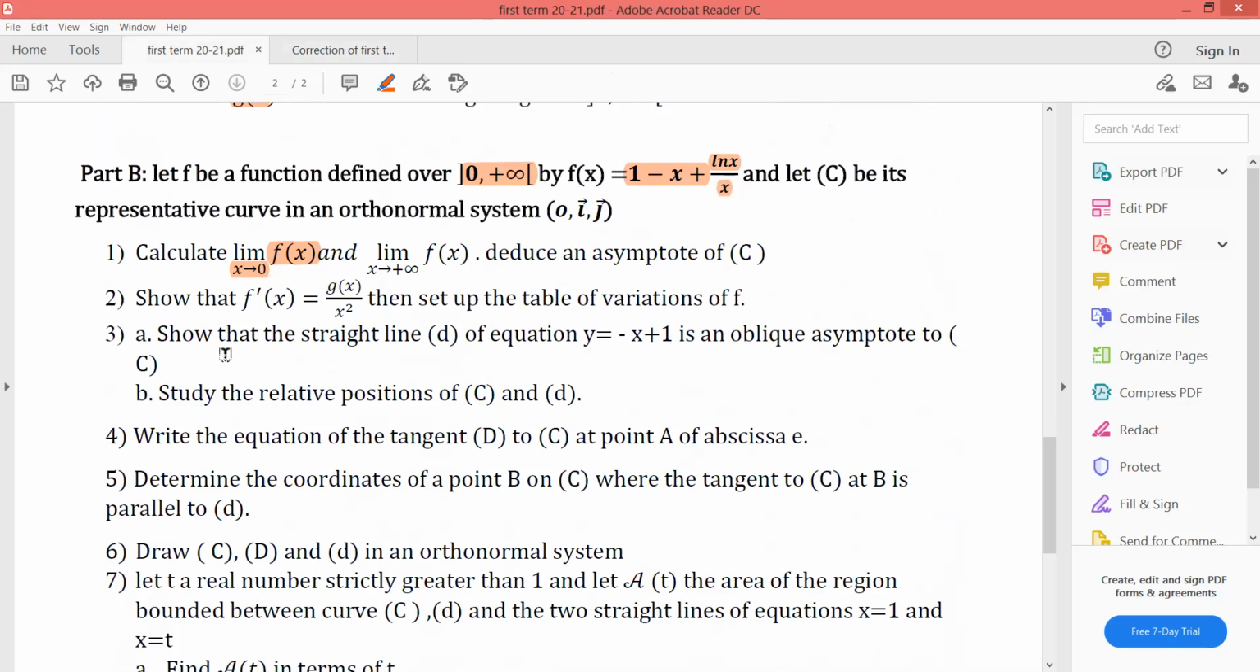Show that the straight line of equation y equals minus x plus 1 is an oblique asymptote to C. How to prove an oblique asymptote? You should prove that the limit as x tends to plus infinity of f(x) minus y_D is equal to 0.